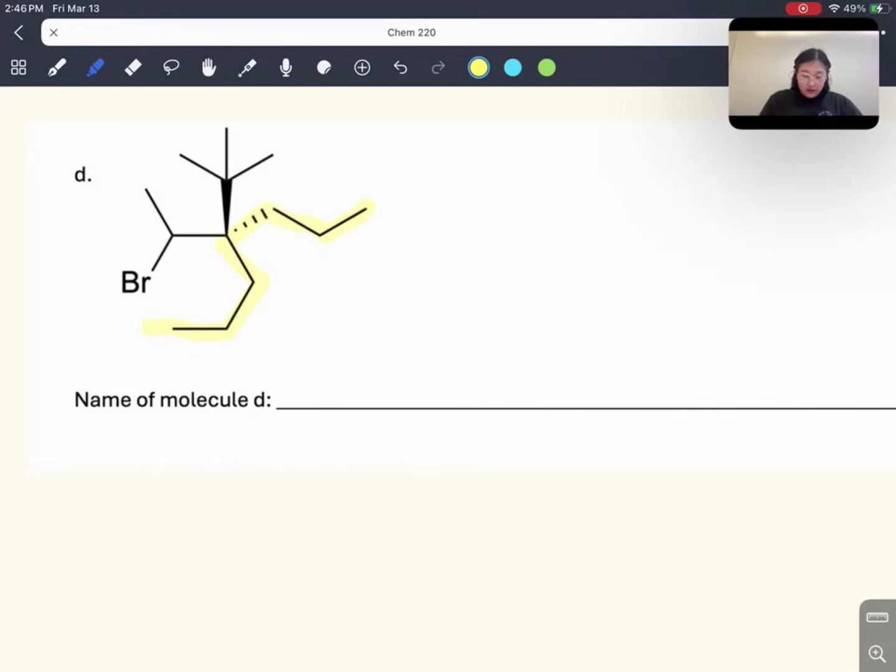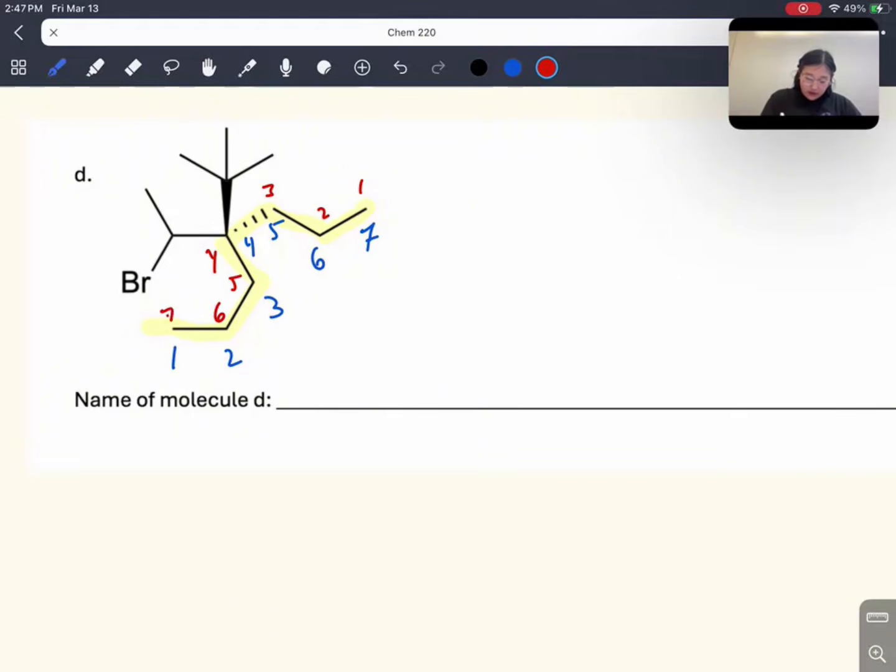And the next step is I need to figure out which way I'm going to number my carbons. So I'm just going to number from top to bottom and bottom to top. And so if I just number my carbons, I can number them 1, 2, 3, 4, 5, 6, 7. Or if I number the other way, I would number 1, 2, 3, 4, 5, 6, 7.